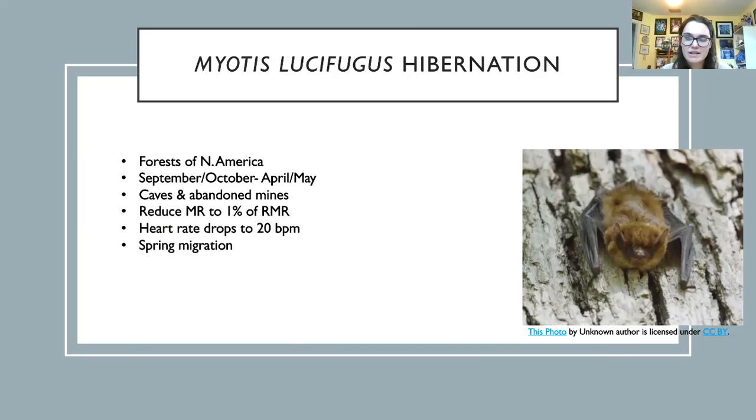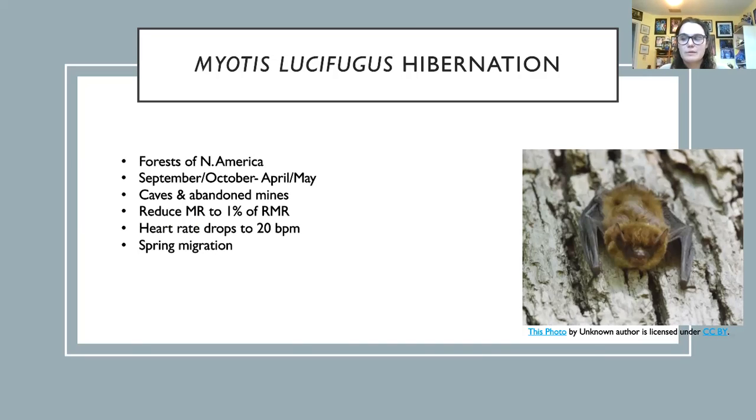And what's really interesting, very similar to the ground squirrel, is that they will severely reduce their metabolic rate and their heart rate. Their breathing slows down to a minimum. So these bats can reduce their metabolic rate to about 1% of their resting metabolic rate. And their heartbeat drops to about 20 beats per minute, where normally it's 210 beats per minute. So they slow down their whole entire body. And of course, they emerge in the springtime.